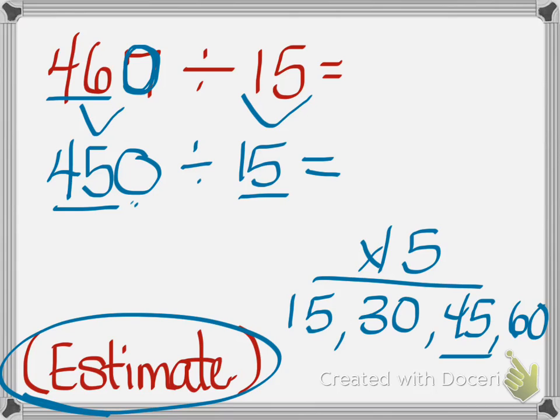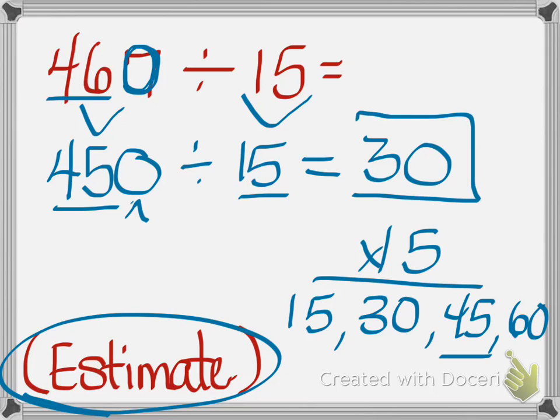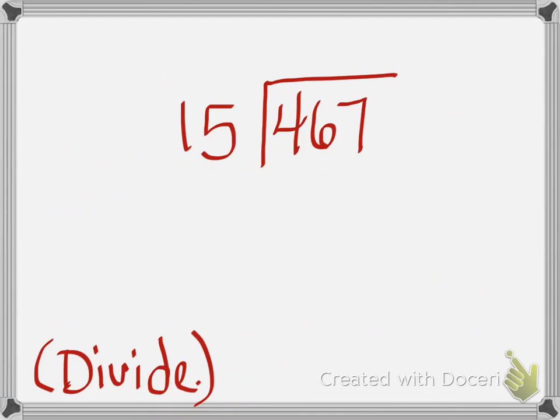So I've got 45 divided by 15. 45 divided by 15 is 3. I'm going to tack on that 0. I get 30. So 450 divided by 15 is 30. So my answer is probably going to be 30 or really close to 30. Now I can go do my division. I'm not going to do any guessing because now I've got a really good place to start.